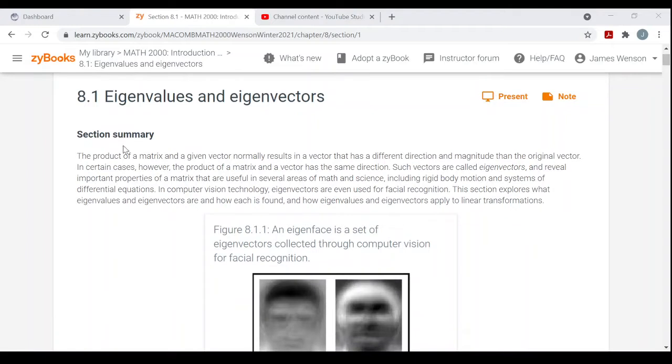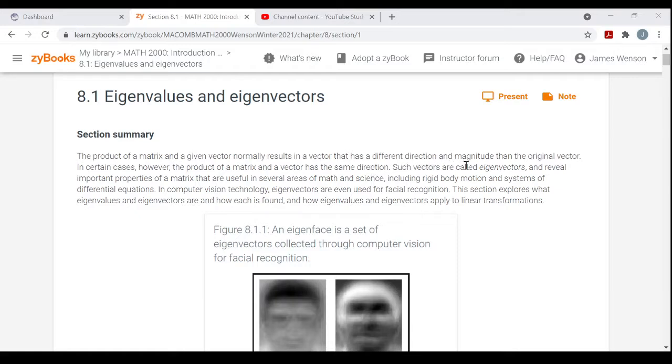So I'll read the summary here. This is the beginning of the chapter. The product of a matrix and a given vector normally results in a vector that has a different direction and magnitude than the original vector. In certain cases, however, the product of a matrix and a vector has the same direction.